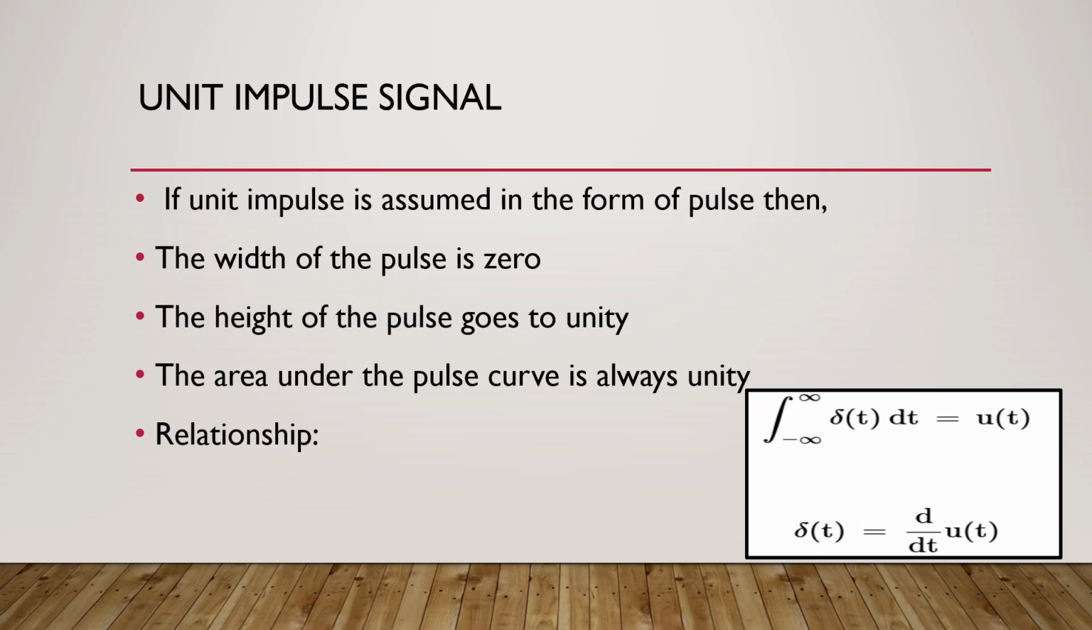Now, considering the next signal, the unit step signal, if you build a relation between the impulse signal and the step signal, what is the relation? If you differentiate the step signal, you will get delta of t, that is the impulse signal, or else if you integrate the impulse signal, you will get the step signal.